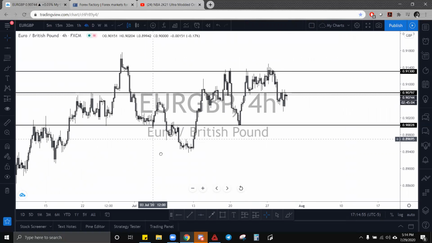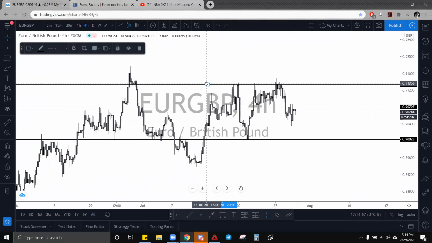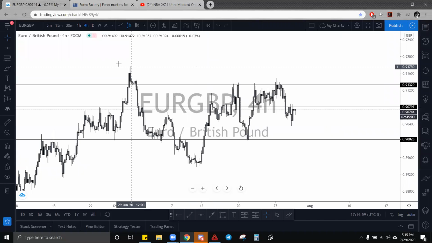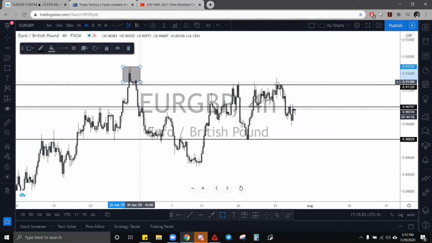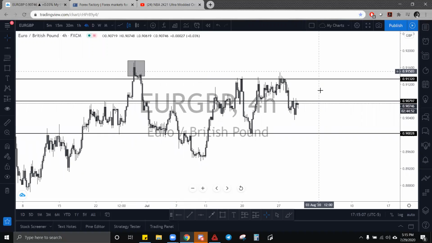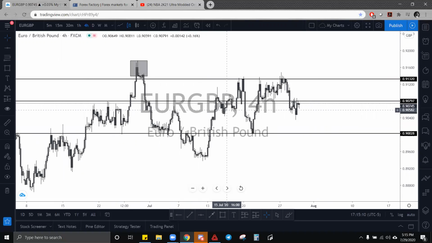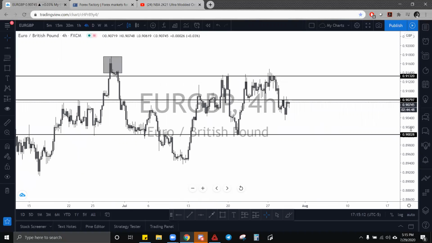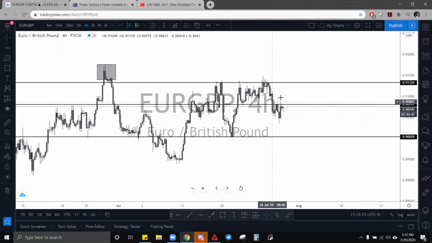So I already had all these zones marked up from last week, right? This right here is a false breakout. All right, I'm not worried about that. This right here is the upper zone region. This right here is another zone, right? So as you can see, the market failed to stay above this support area, and it came into this region.